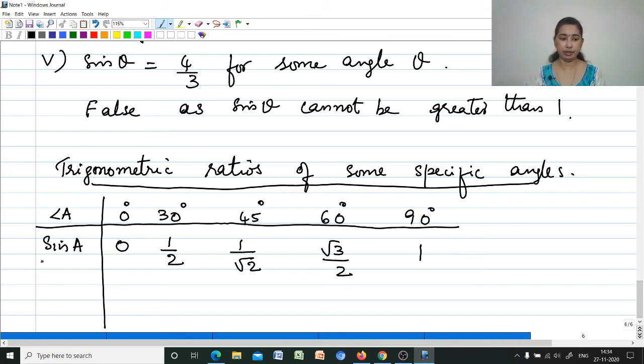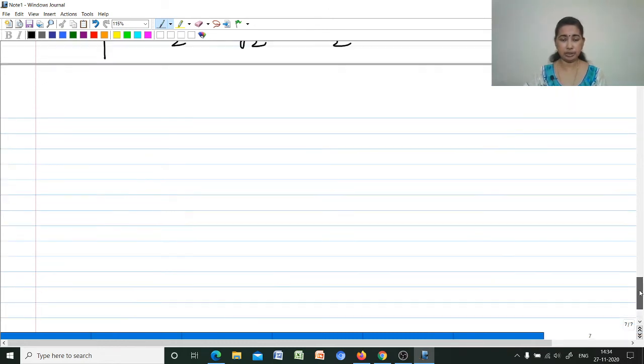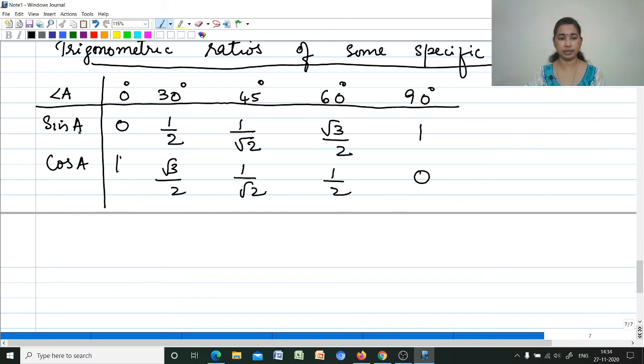Now we have to find what is cos A. Cos A we can just write from this side. So instead of 0, 1 by 2, 1 by root 2, root 3 by 2 and 1, we can write cos A just in the reverse, that is 1, start from the side. Then next is root 3 by 2, then next is 1 by root 2, next 1 by 2 and last one 0. So that's a way of writing. Only we have to study what is sine. Sine ratios, if you know, you can write the remaining.